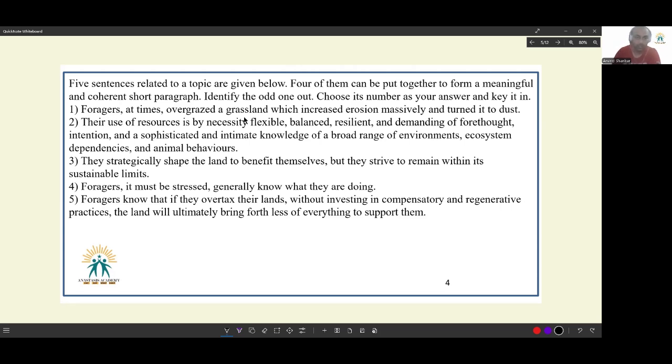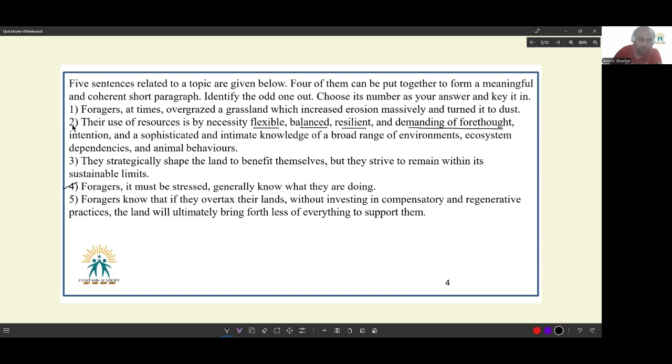Foragers at times overgrazed a grassland, which increased erosion massively and turned it to dust. Their use of resources is by necessity flexible, balanced, resilient, and demanding of forethought, intention, and a sophisticated and intimate knowledge of a broad range of environments, ecosystem dependencies, and animal behaviors. They strategically shape the land to benefit themselves, but they strive to remain within its sustainable limits. Foragers, it must be stressed, generally know what they are doing.